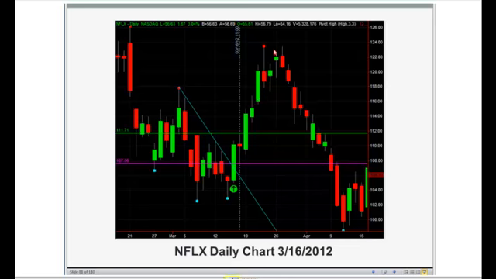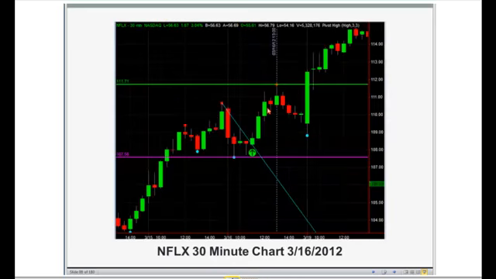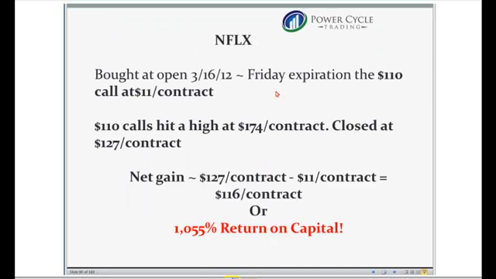This was on a Friday expiration, so you could have bought the stock shares at 107, and then it pops to 111. But instead of doing that, bought the 110 calls. They were going at $11 a contract. Ended up selling those things off at 127. So you can do the math on that. So your net profit was $116 a contract. Your cost was 11. That's over 1,000% return.